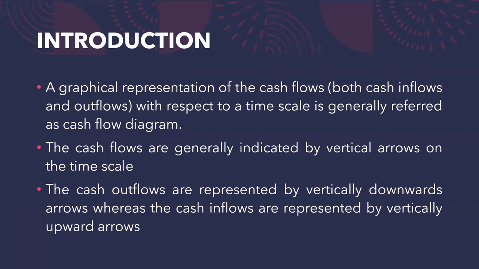And the cash flows are generally indicated by vertical arrows. So the vertical arrow on this time scale simply represents the cash flows. If it is a cash outflow, it will be represented by a vertically downward arrow, whereas if it is a cash inflow, it is represented by a vertically upward arrow. So cash outflow is represented vertically downward, cash inflow is represented vertically upward.